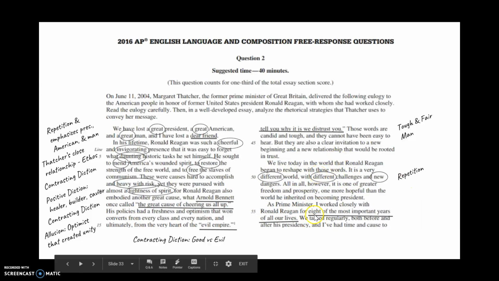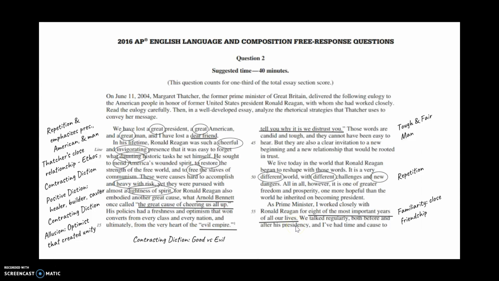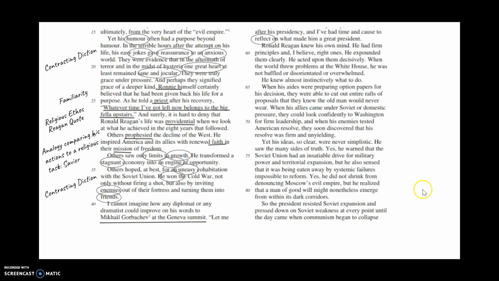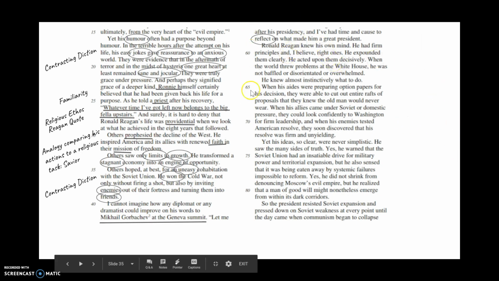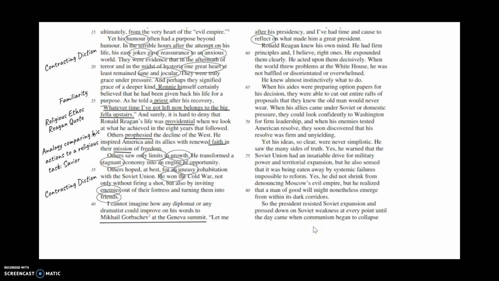All right, next we go into "eight of the most important years of all our lives." Again, this distinguishes the familiarity between Thatcher and Reagan, where they had a close friendship. So she does that multiple times through the piece. All right, let's continue reading. So now if you could go ahead and pause, read this column, and then go ahead and hit play.